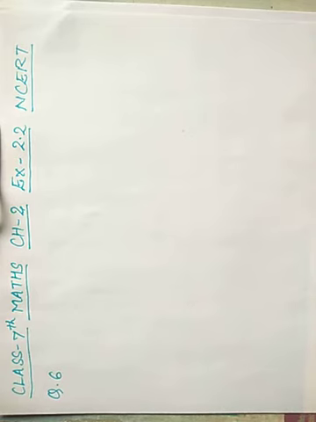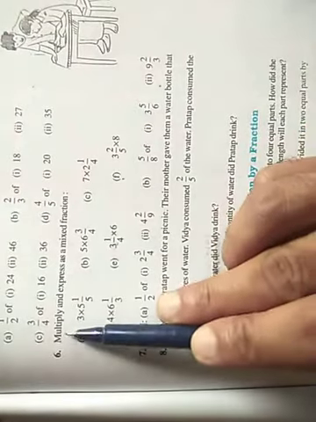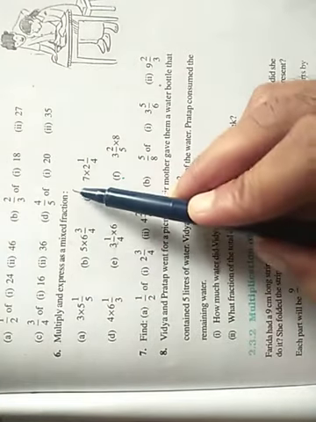Dear students, I am here with class 7th mathematics, chapter 2nd fractions and decimals with exercise 2.2. The first 5 questions of this exercise have already been done in our previous lecture, and today we are proceeding from question number 6. Question number 6 is given here: multiply and express as a mixed fraction.